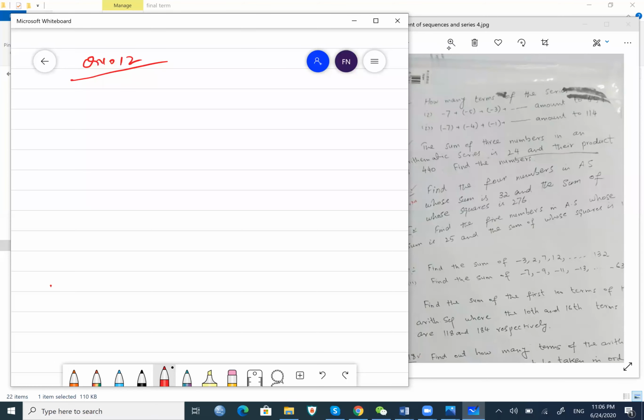Okay, how many terms of the series amount to 65? So the series is -7, -5, -3, and it continues and it goes to 65. So amount to 65 means maybe he is talking about the sum being 65, that how many terms of this series takes so that the sum is 65.